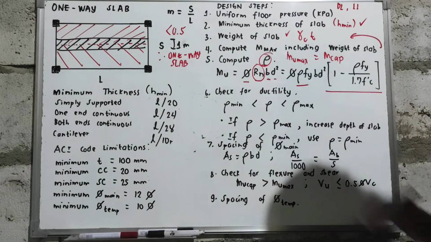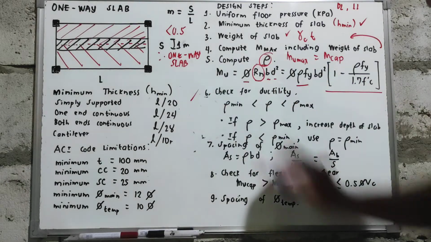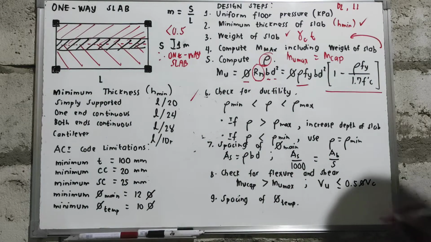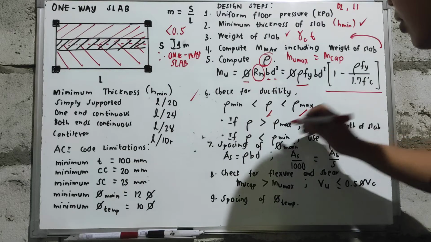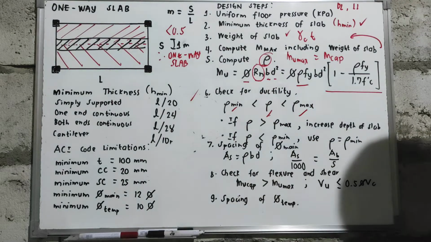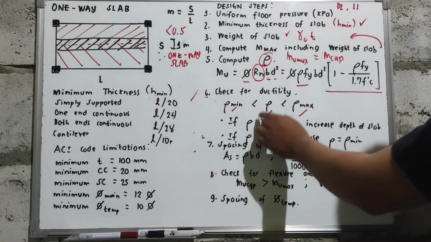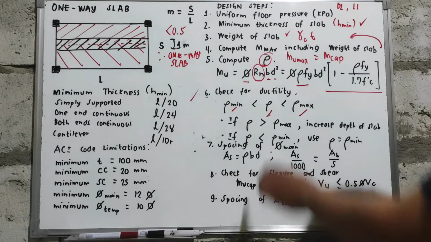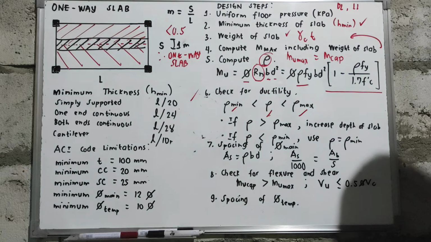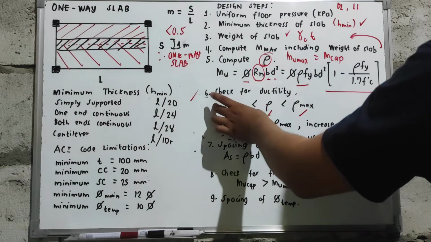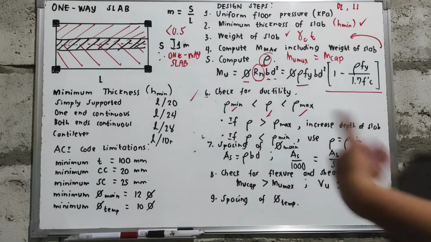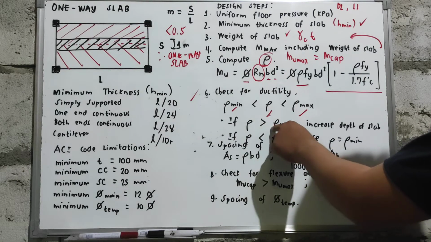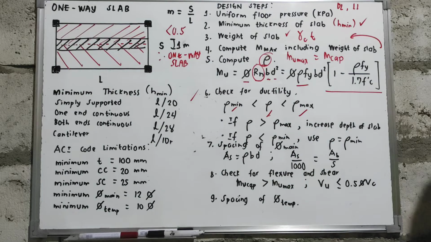Kapag nakuha natin yung actual steel ratio, we can now check for the ductility. So, ikokompara ngayon natin yung value ng actual rho natin to the value ng maximum rho and the value of your minimum rho. So, kapag nakapagitna yung value ng actual rho natin sa rho minimum at saka rho max, meaning to say, ductile failure tayo. Or let's say, dito naman nangyari is your rho is greater than daw siya dun sa value ng rho maximum natin.